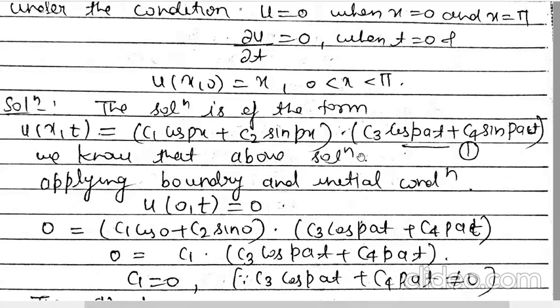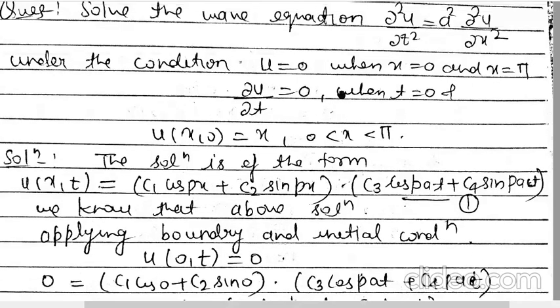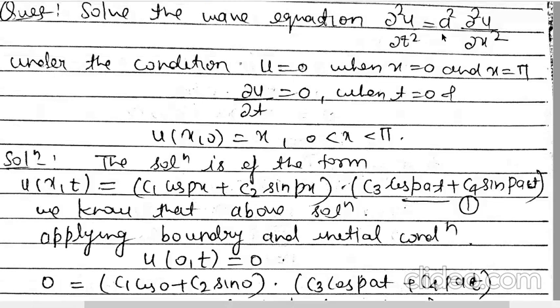So we know that the solution of the wave equation is this one: c1 cos px plus c2 sin px, into c3 cos pat plus c4 sin pat, right? Here, in place of c there is a square given, so our c will be replaced by a. Now we apply the boundary and initial conditions in our first equation.